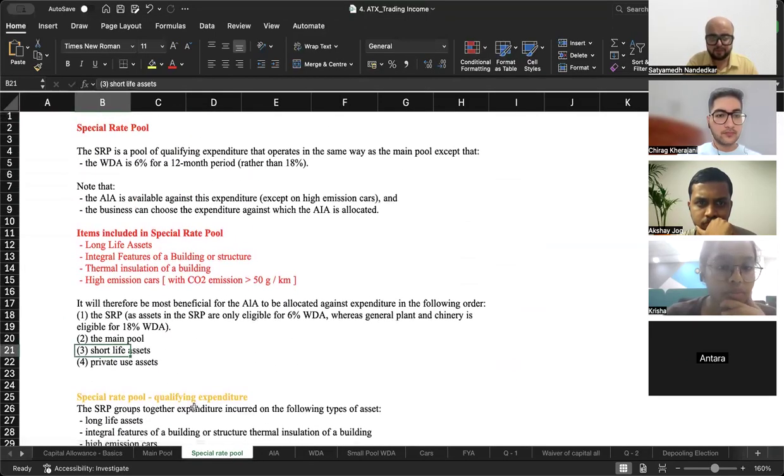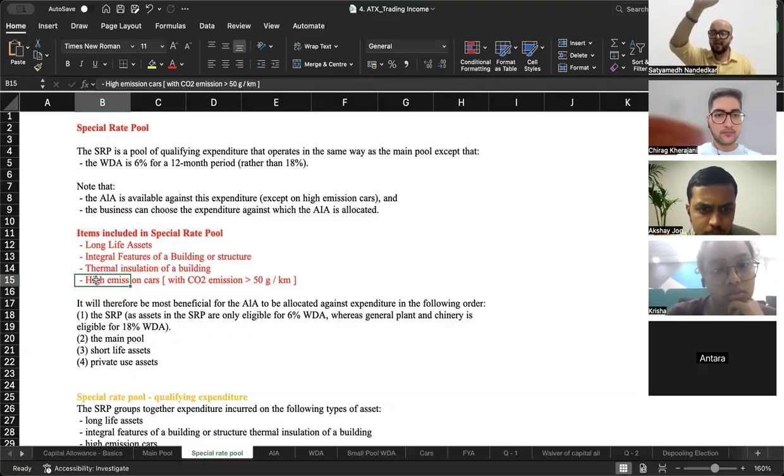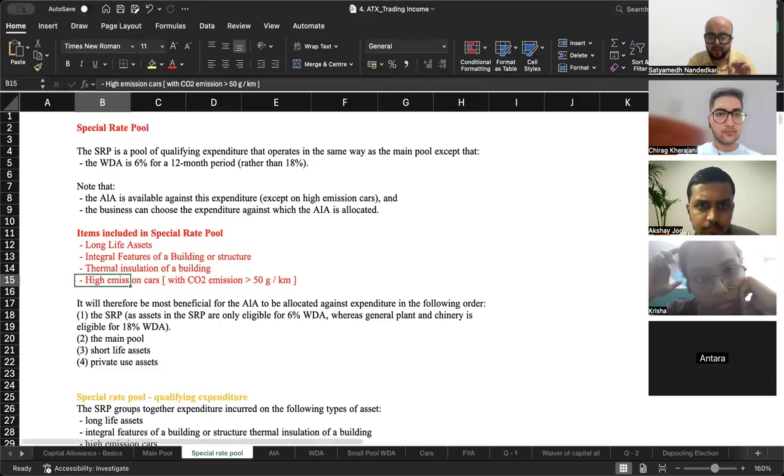Then you have what else? Integral features of a building: thermal insulation and high emission cars. Cars with CO2 emissions of more than 50 grams per kilometer. Once you segregate the items into main pool and special rate pool, make sure that within the main pool you have a separate column for cars, and within the special rate pool you have a separate column for cars. Cars should not be clubbed together with any other item in the pool. Why? You will get to know in a minute.